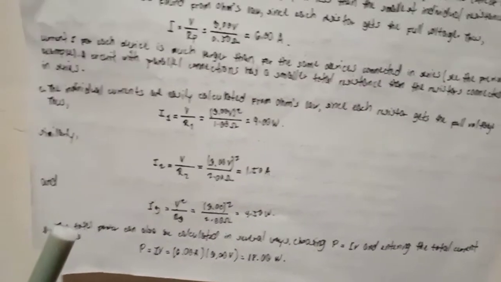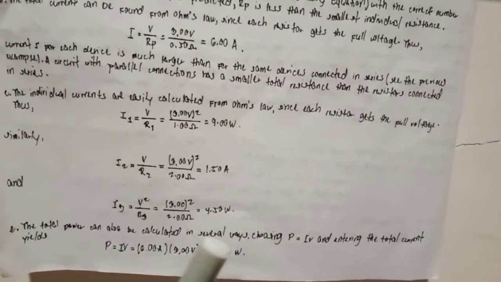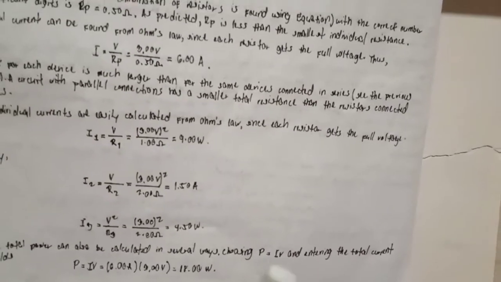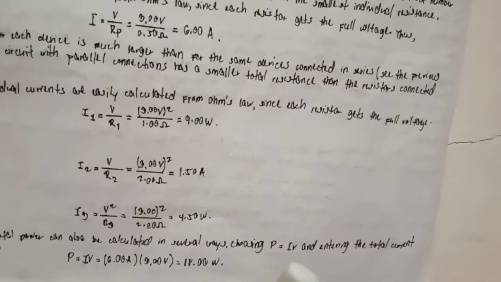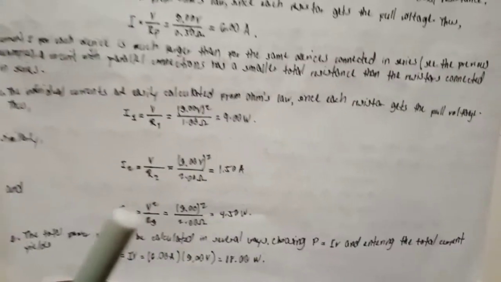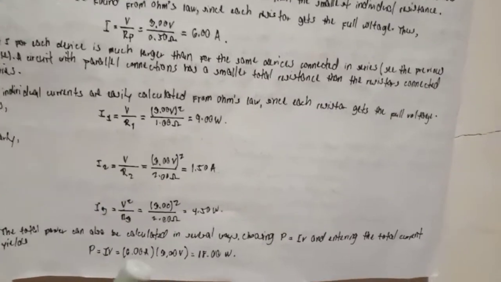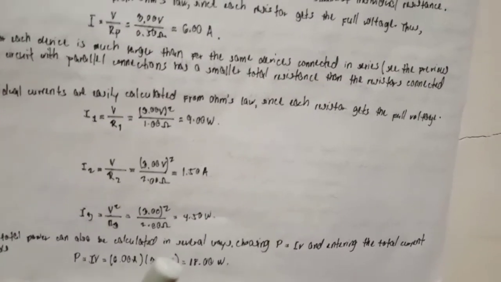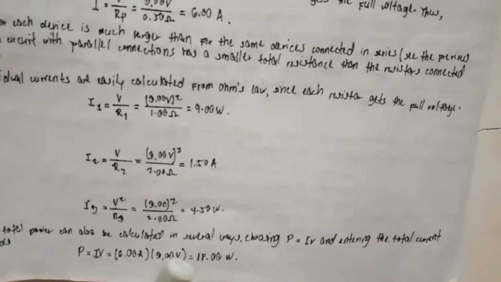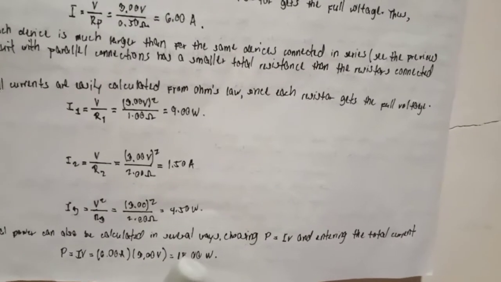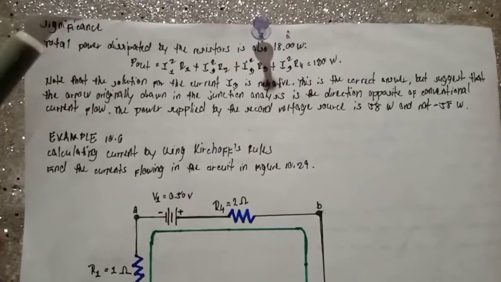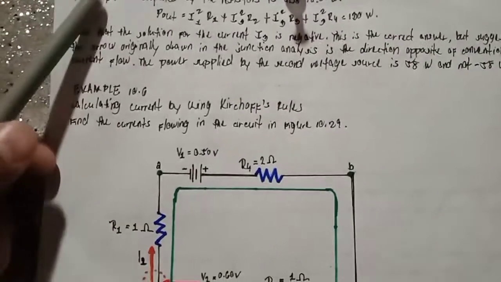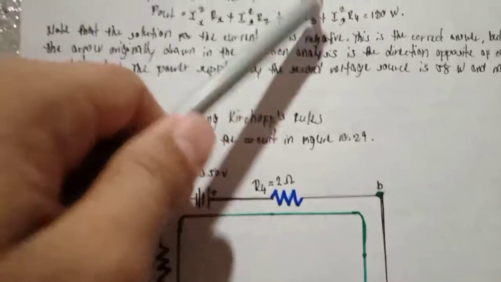And E, the total power can also be calculated in several ways. Choosing P is equal to IV, so this is the formula, and answering the total amount yields P is equal to IV is equal to 6 amperes multiplied by 3 volts, so the total is 18 watts. Significance: total power dissipated by the resistors is also 18 watts.